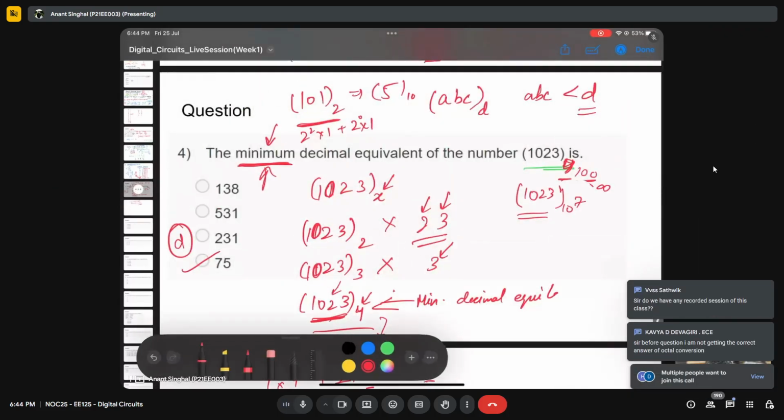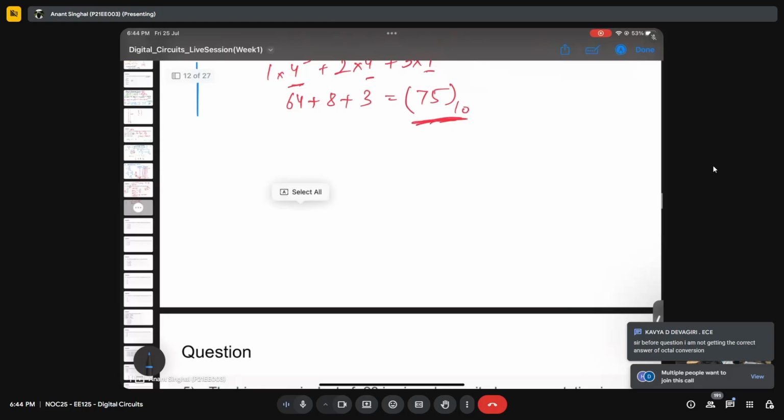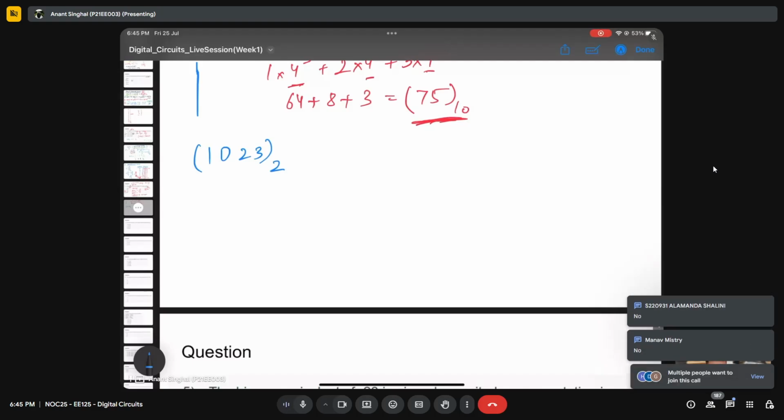Okay, so let me try to put it. It says, what is the minimum decimal equivalent of this number, 1023? So what I started with is base 2. Can I write 1023 to the base 2? No, sir. Why can I not write it? Because we have been given the digits, so whosoever asked the doubt, please let him speak.